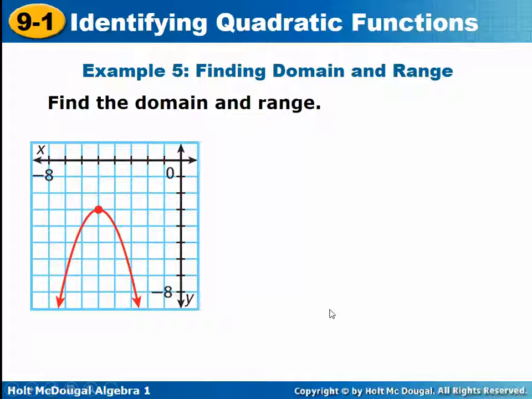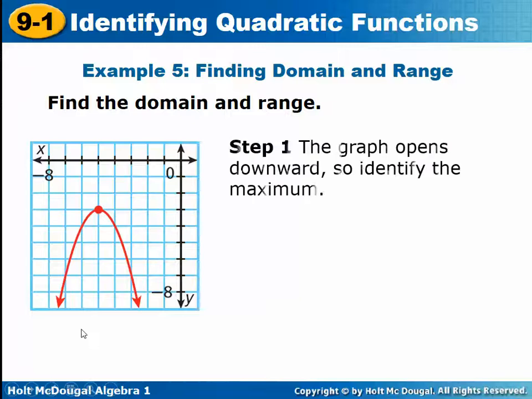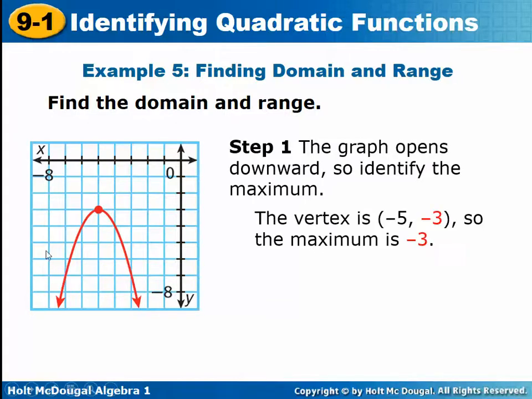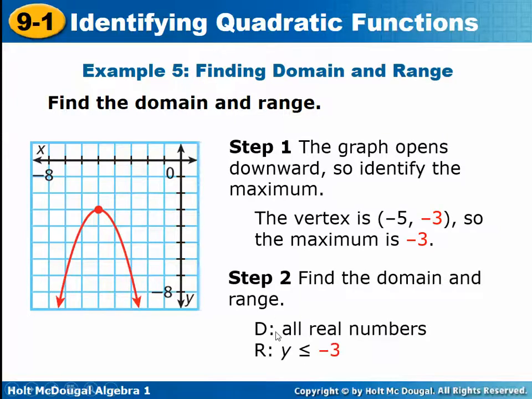Let's find the domain and range of this one. The domain is all real numbers, like it will be for almost all of them. The range is y is always less than or equal to -3, isn't it? That's what you write for the range. So here's the domain, all real numbers. The range, use a capital R and write y is less than or equal to -3.